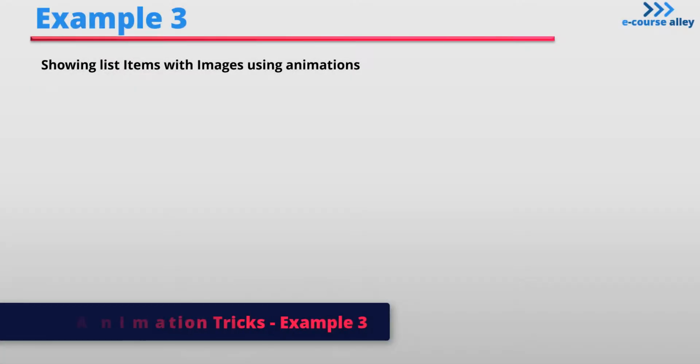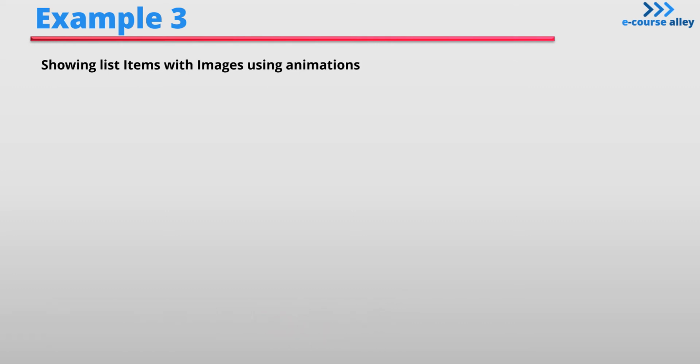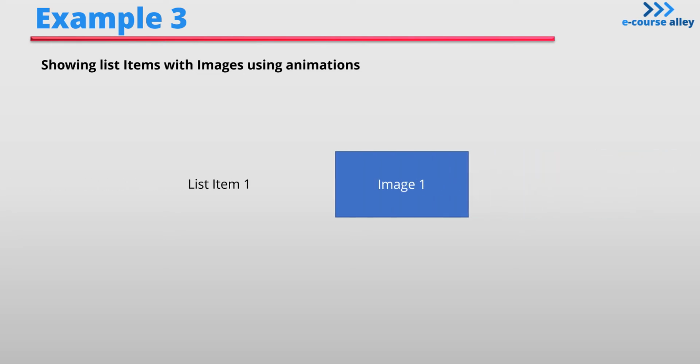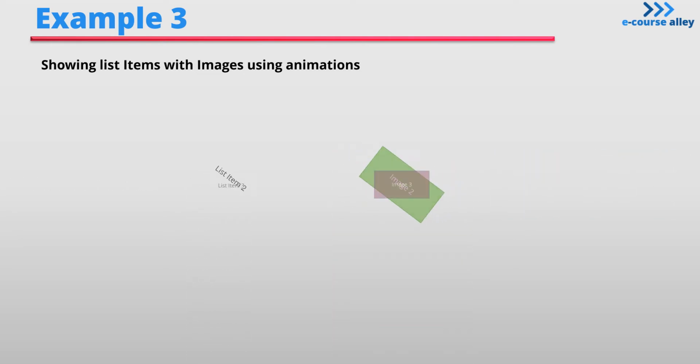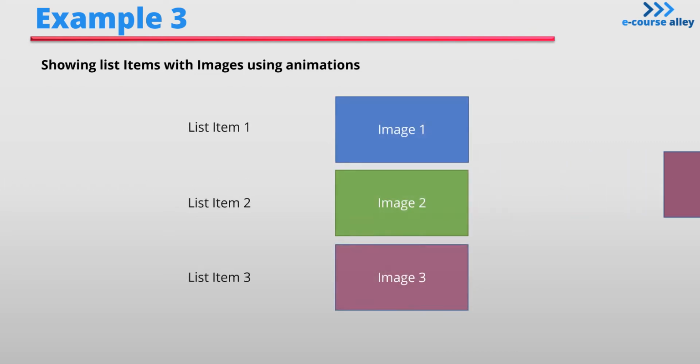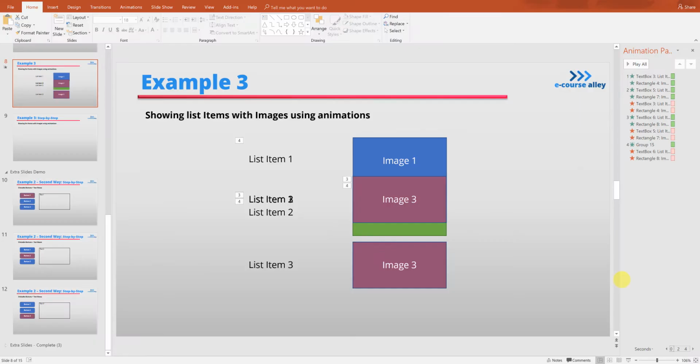In this last example, we are going to look at how to make a list of items more engaging. So instead of just showing a simple bulleted list with images, we are going to use animations to have them show one at a time and then show the whole list at the end, like this. All right, so that's what we're going to build. So I'm going to show you how to do that now, step by step.